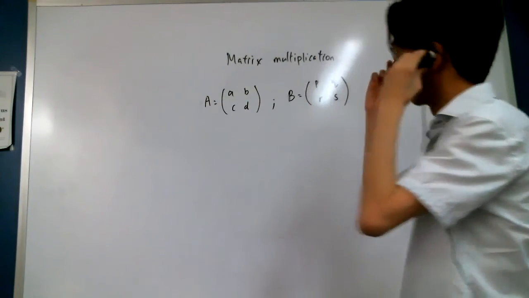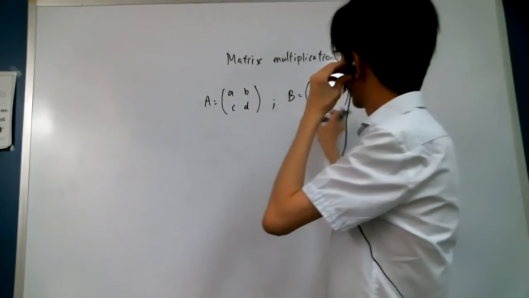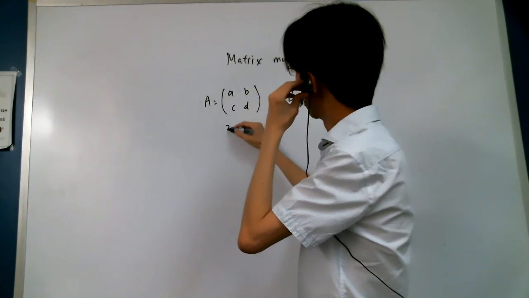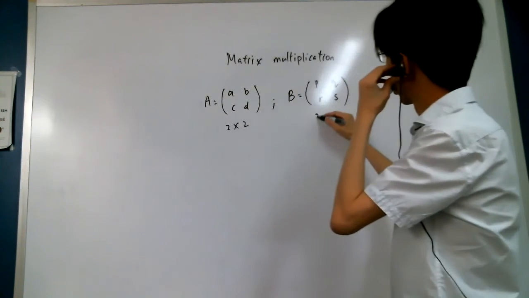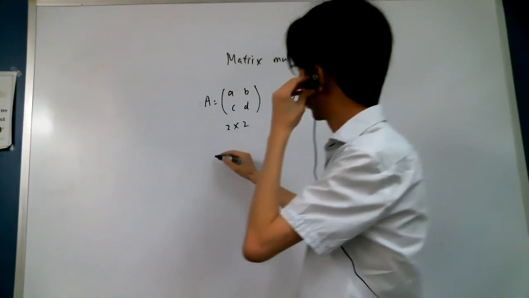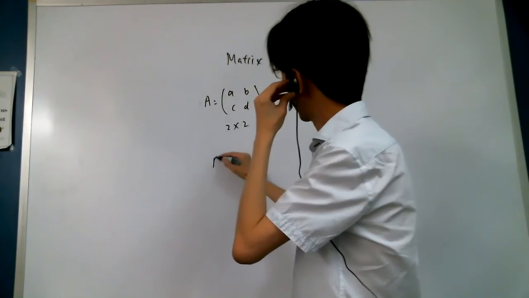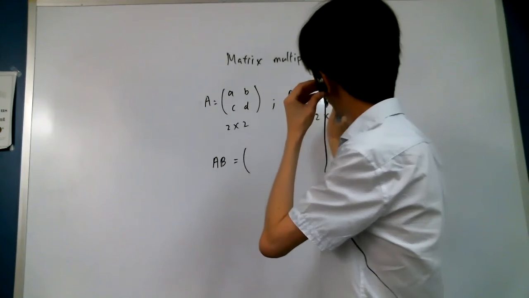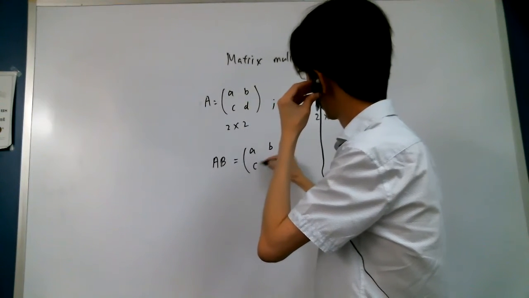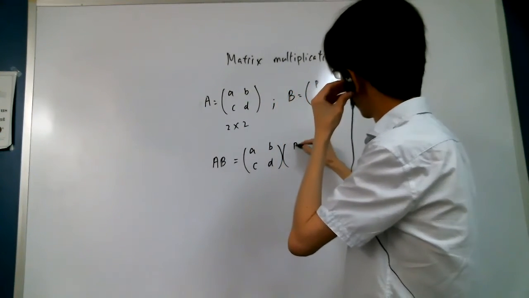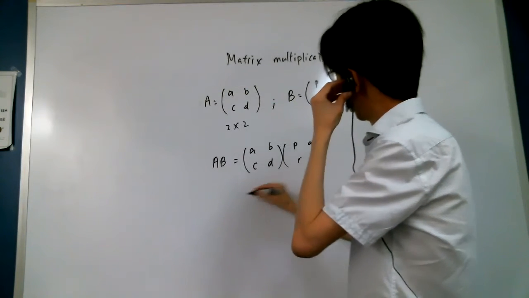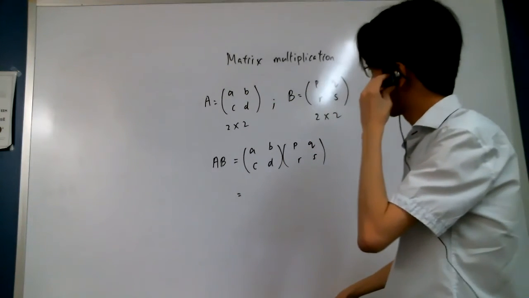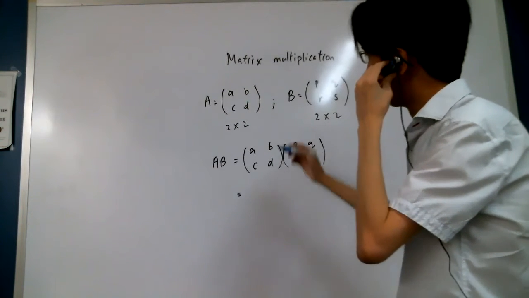Okay, we take a look at matrix A and B. So matrix A, the order is 2 by 2, and matrix B is also 2 by 2. Now I want to perform the matrix multiplication of AB. So we'll write these two matrices side by side, A, B, C, D and P, Q, R, S.